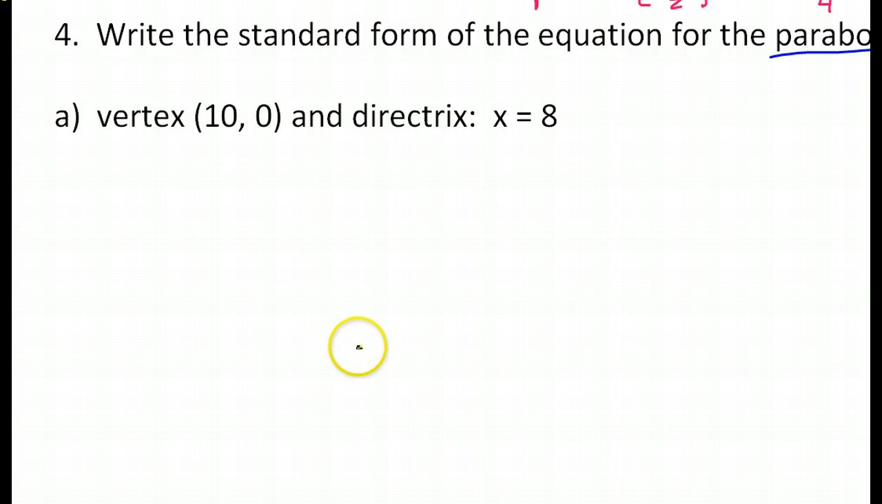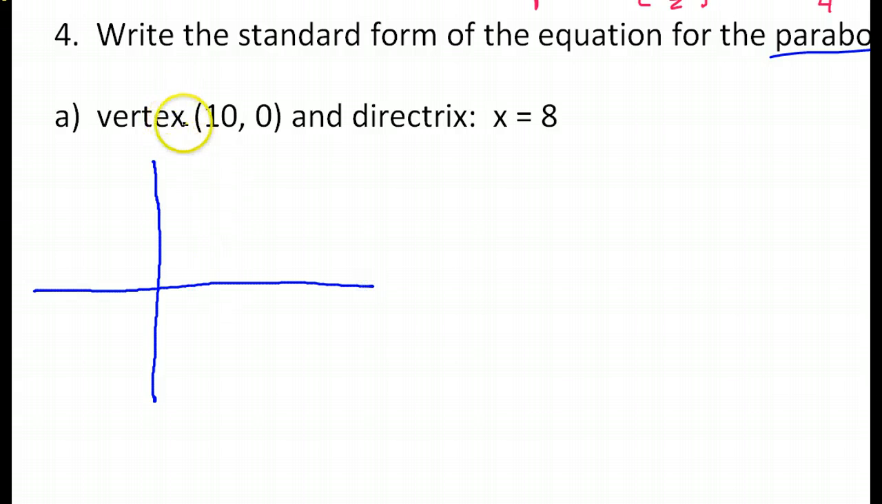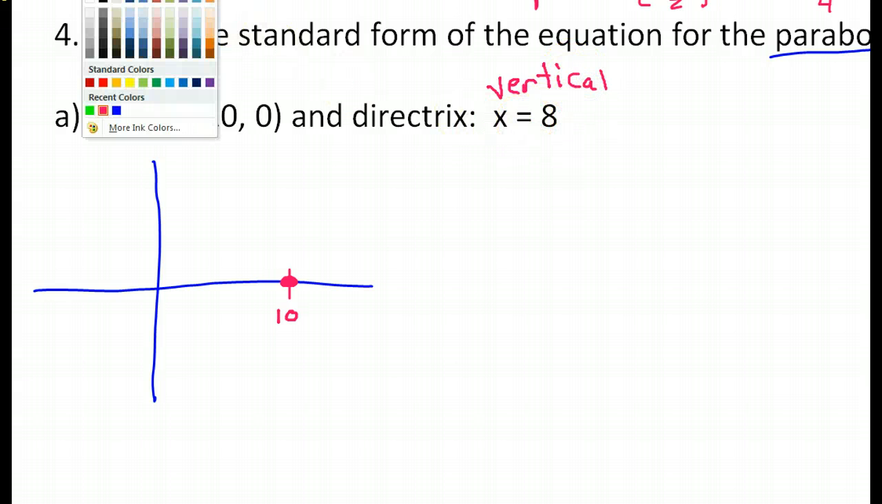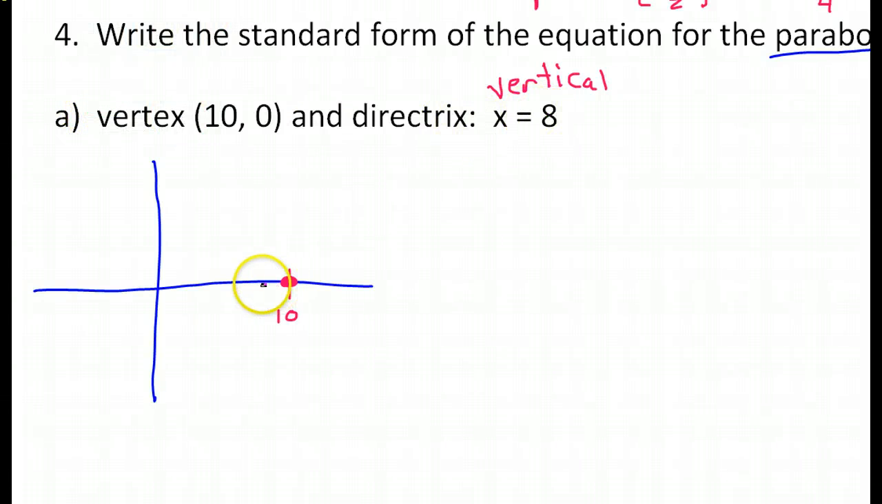Now, I didn't give you a graph this time, and sometimes you won't have a graph, so we'll just have to sketch one as best we can. So I'm sketching a graph. The vertex is at 10, 0. Let's say this is 10 right here, so 10 comma 0 would be right on the line. That's my vertex. Now I have a directrix, x equals 8. Now x equals a number is always a vertical line. If it was y equals, it would be horizontal. So we need to draw a vertical line at 8. If this is 10, let's say this is 8 right here. And this is our directrix, x equals 8.